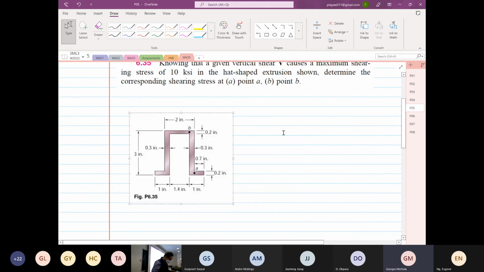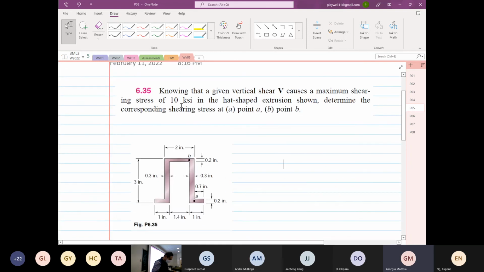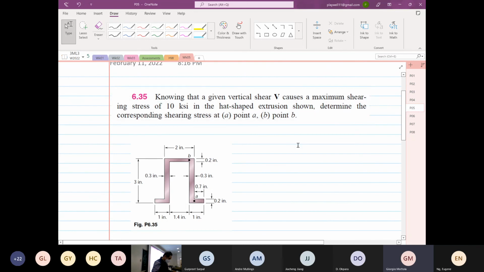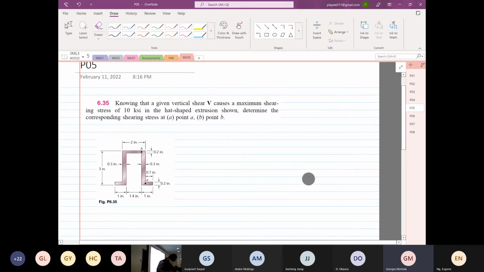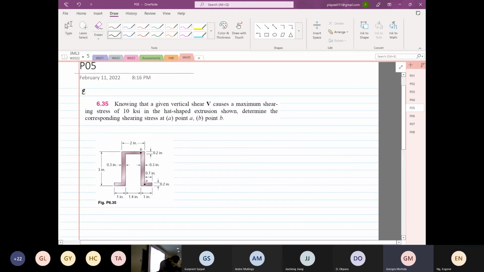This is the example I want to do. So this is our example number 2. Let me zoom out so you can see better. Example: Knowing that a given shear flow V causes a maximum shear stress of 10 KSI in the H-shaped extrusion, determine the corresponding shear stress at point A and at point B.